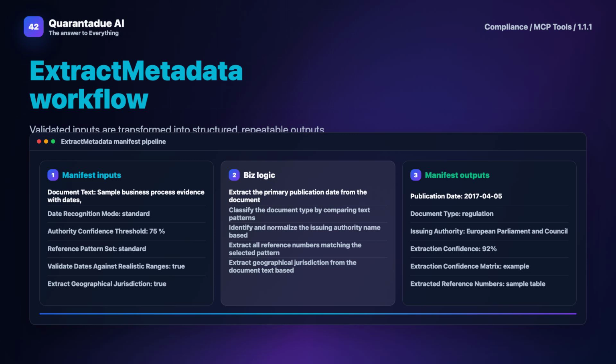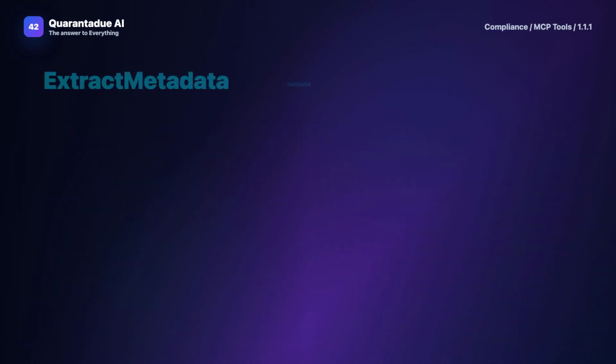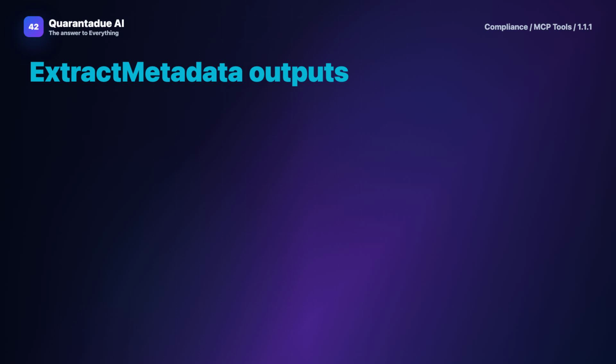in text, positional weight, and contextual indicators, filtering by confidence threshold; extract all reference numbers matching the selected pattern set, deduplicate them, and rank by prominence in the document; and extract geographical jurisdiction from the document text based on explicit mentions, implicit indicators, and alignment with issuing authority when enabled. This keeps the process deterministic, reviewable, and aligned with how compliance teams actually make decisions.